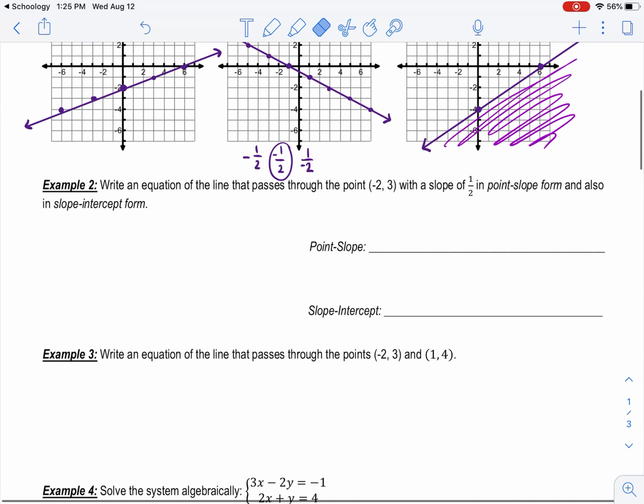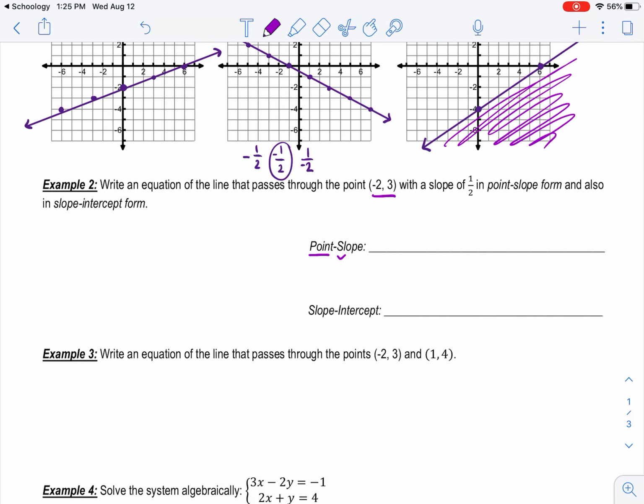Okay. Next we have: write an equation of a line that passes through the point negative 2, 3, with a slope of 1/2 in point slope form and also slope intercept form. So 99% of the time we're allowed to keep it in point slope form, which is good news because it's the easiest. Okay? To write in point slope form, you need a point and you need the slope.